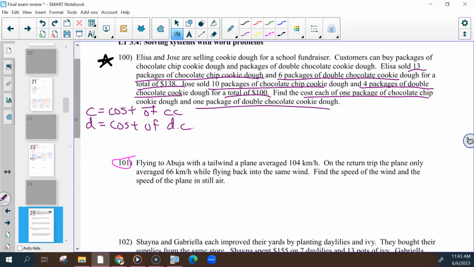Then we can set up our 2 equations. Your totals will be what the 2 equations equal, 138 and 100. Your variables are going to go with the numbers that match. So 13 chocolate chip is going to go with C. 6 double chocolate is going to go with D. Because we're looking for totals, we are adding. So then the second equation will be similar. And this one will be 10C plus 4D.